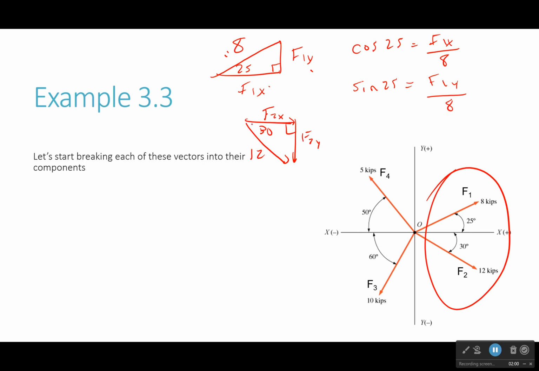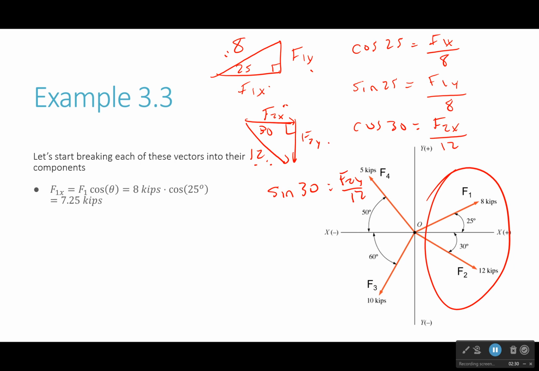What I get is that adjacent over hypotenuse, that's cosine of 30. So cosine of 30 would be equal to adjacent over hypotenuse, which is F2x over 12. And I would get that opposite over hypotenuse is equal to sine of 30. So I'll move it over here. Sine of 30 is equal to F2y over 12. Now let's check myself and see how I did.